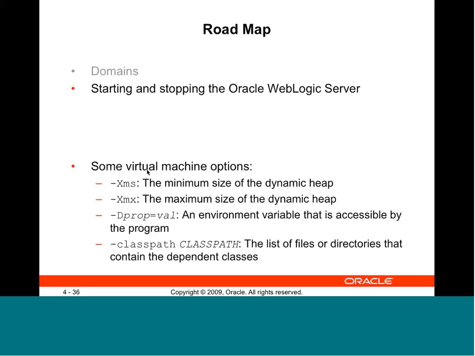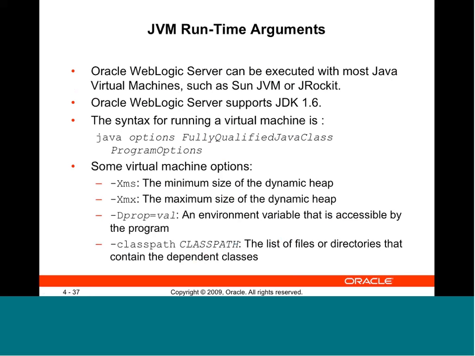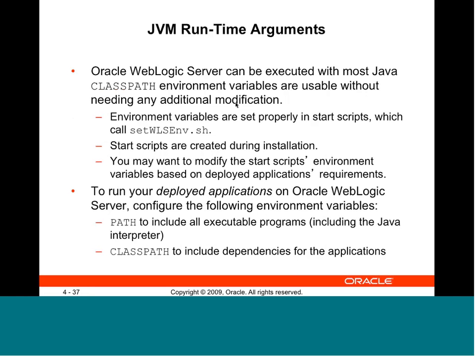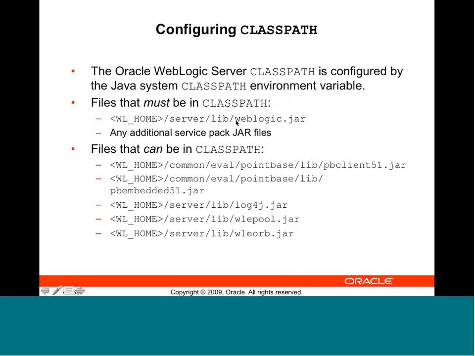Fine. Starting and stopping WebLogic server, very simple. Syntax is Java options, fully qualified Java class, and program name. And you see, these are some of the options. What is the minimum size of the heap? What is the maximum size of the heap? You can keep it in a properties file also, or you can specify it while starting up the server. Class path, what all dependencies you need to have in your class path. And then set up other dependencies, though you need not do that because automatically the default ones will be there. These are the class paths which point to various libraries which will be internally used by your WebLogic server.